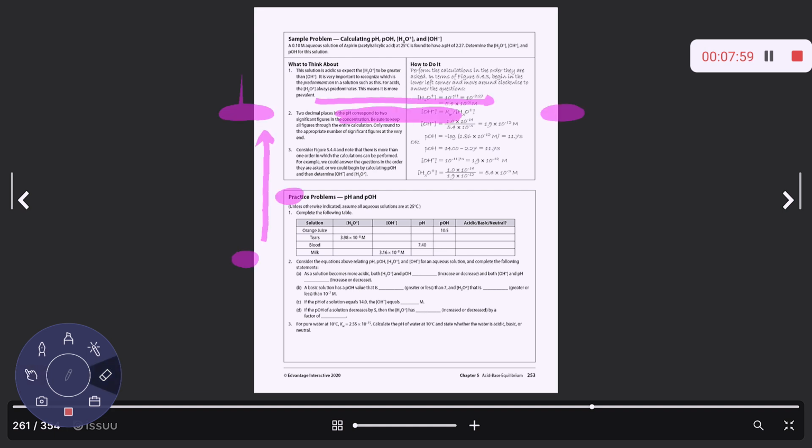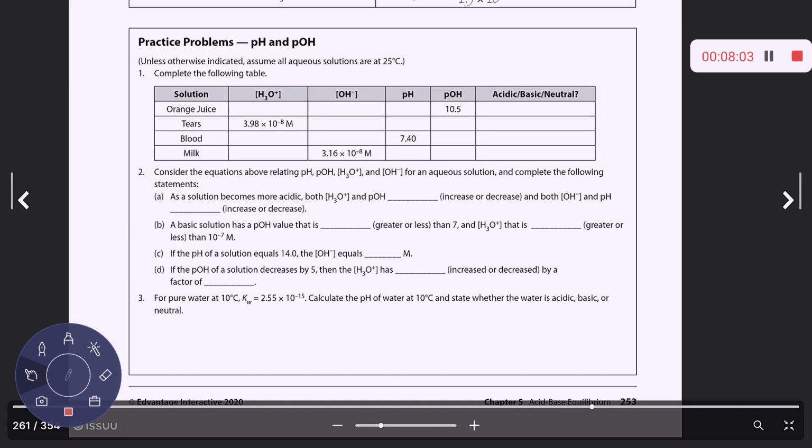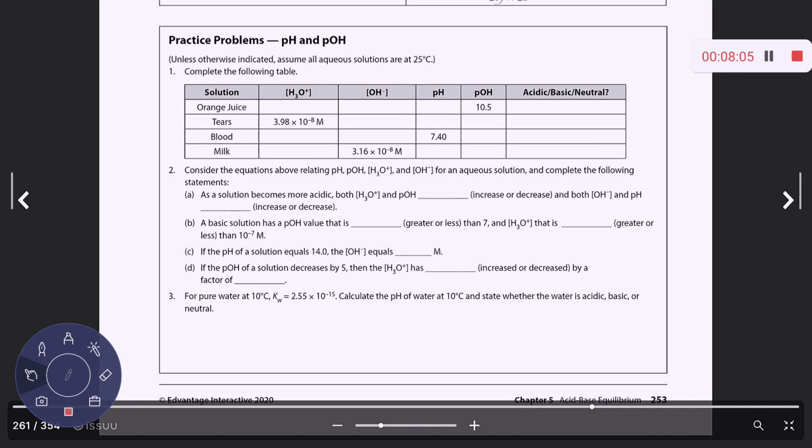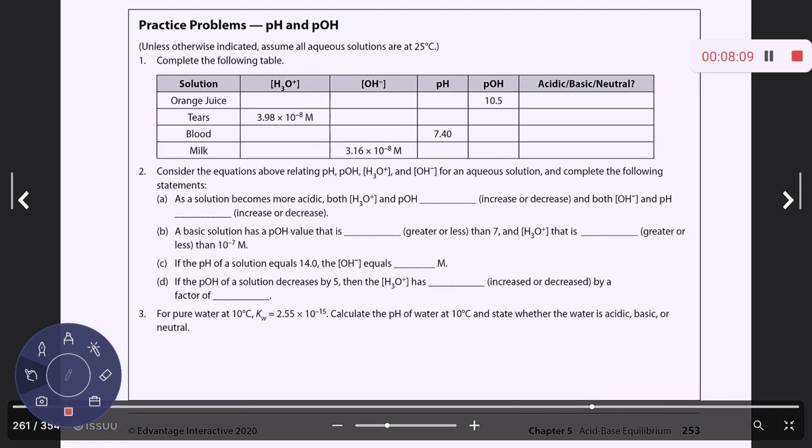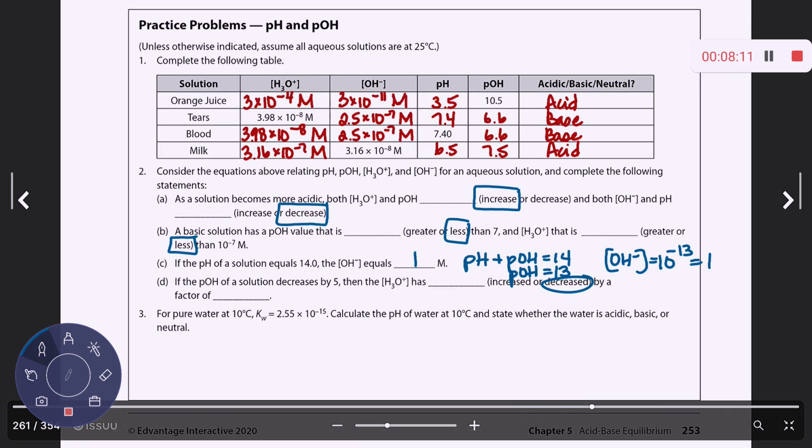Perfect. Okay. I want to do these practice problems because they're really helpful. So what I want you guys to do is all of it, 1, 2, and 3. Let's see what you come up with.